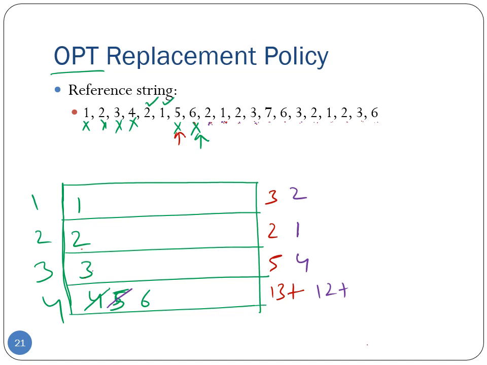Next we have 2, it is present in the second line, so this is going to be a hit. 1 is again present in the first line, this is a hit. 2 is again present in the second line, it's a hit. 3 is present in the third line, it's a hit. 7 is not present in the cache, so it's again a miss.